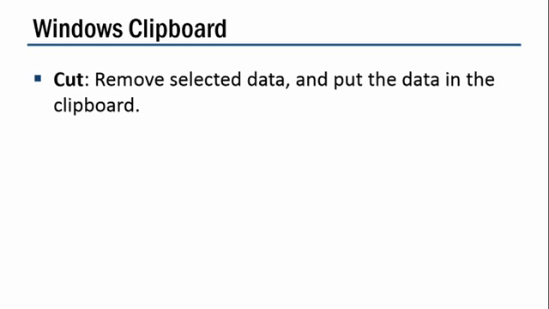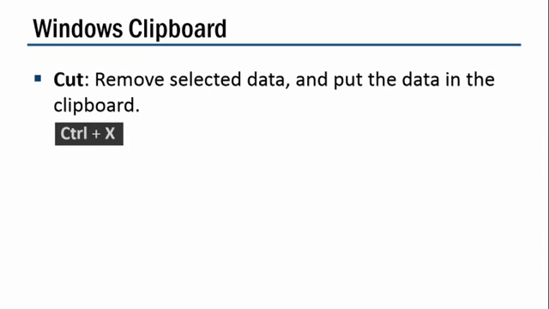The first function is to cut, and cutting takes data that you have selected. Could be files in Windows Explorer that we were looking at. It could be a paragraph in a Word document. It could be cells in an Excel file, just about anything. And it removes the data, kind of like you've deleted it, but it doesn't completely destroy it. It puts the data in the Windows clipboard. And the shortcut for that is Control X.